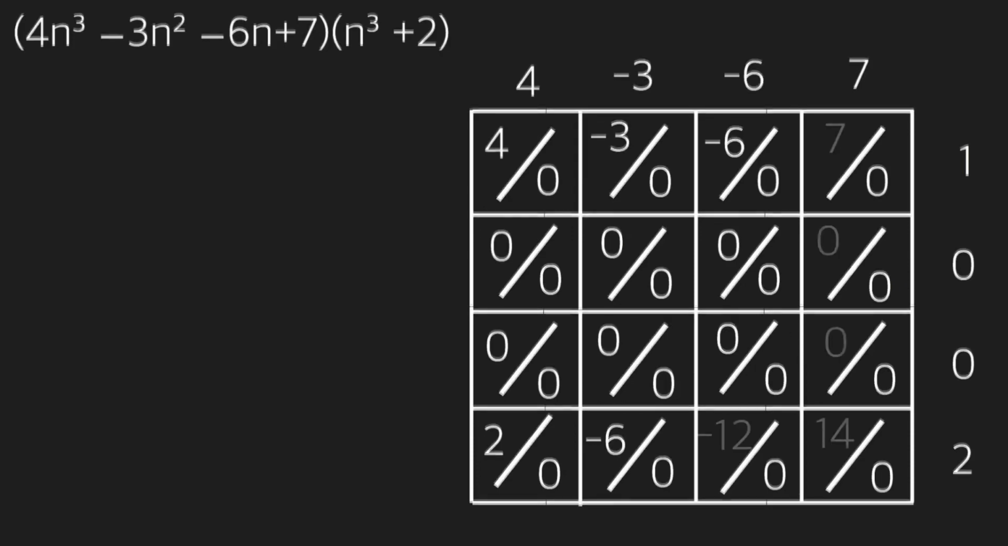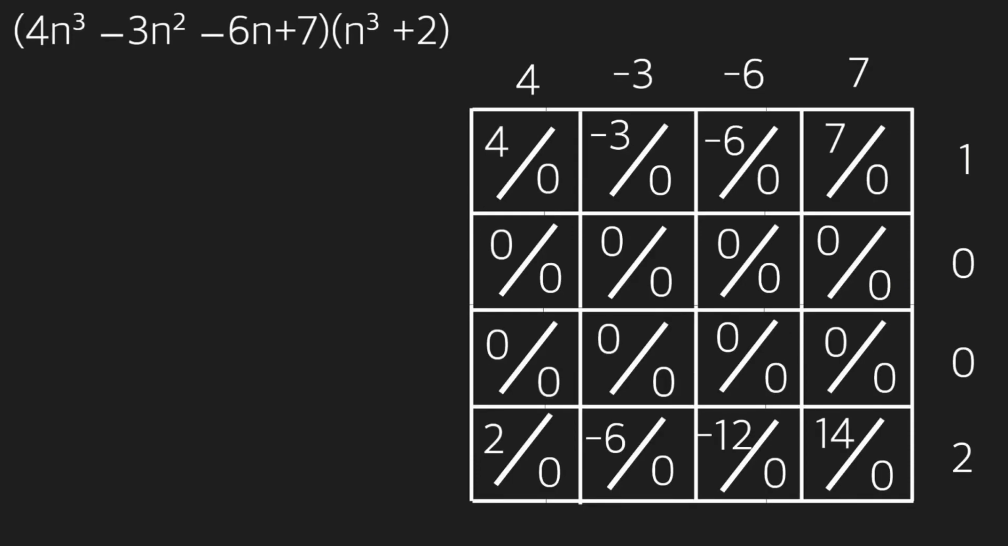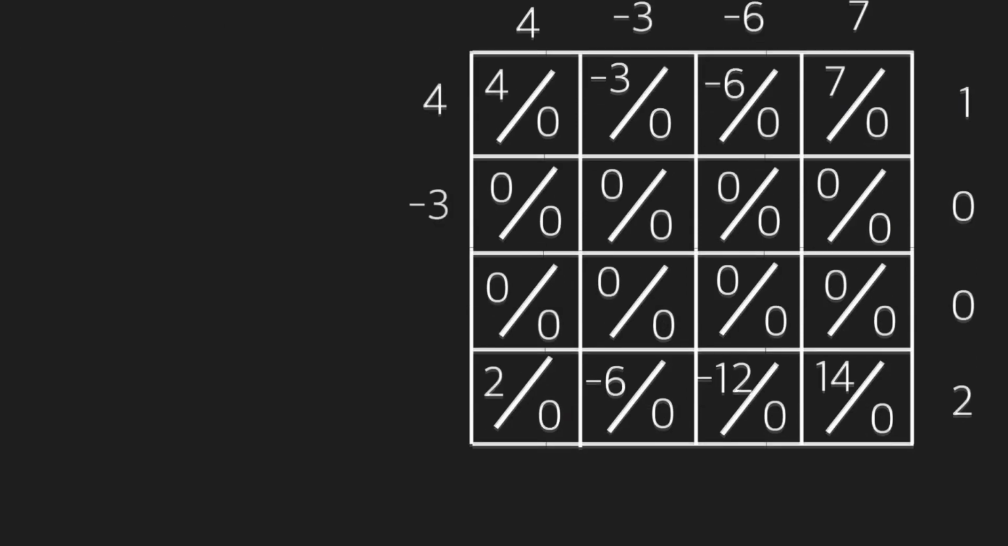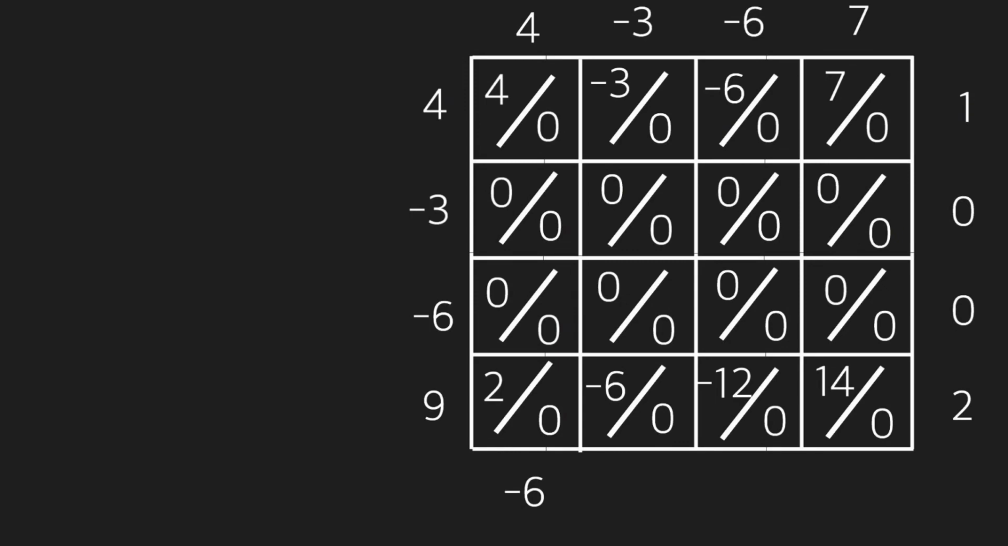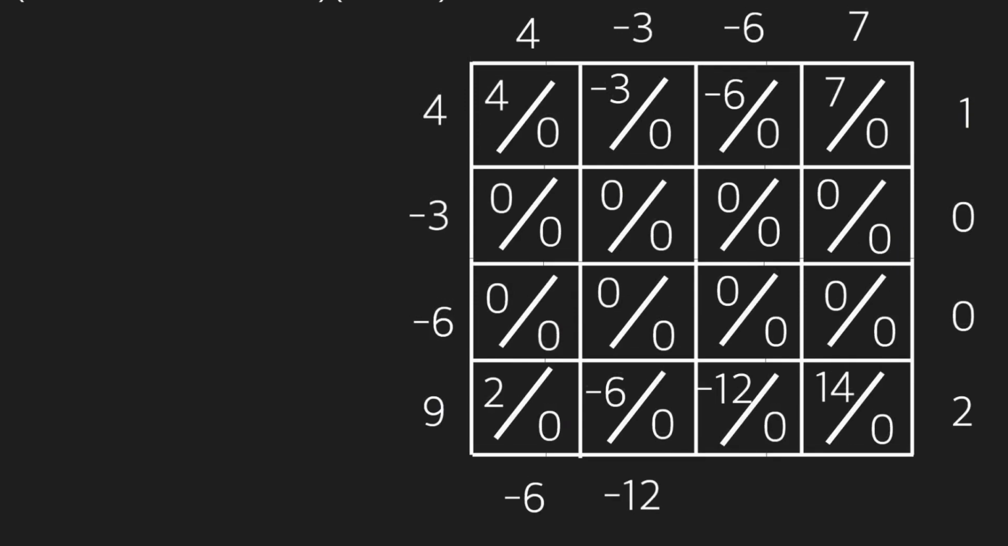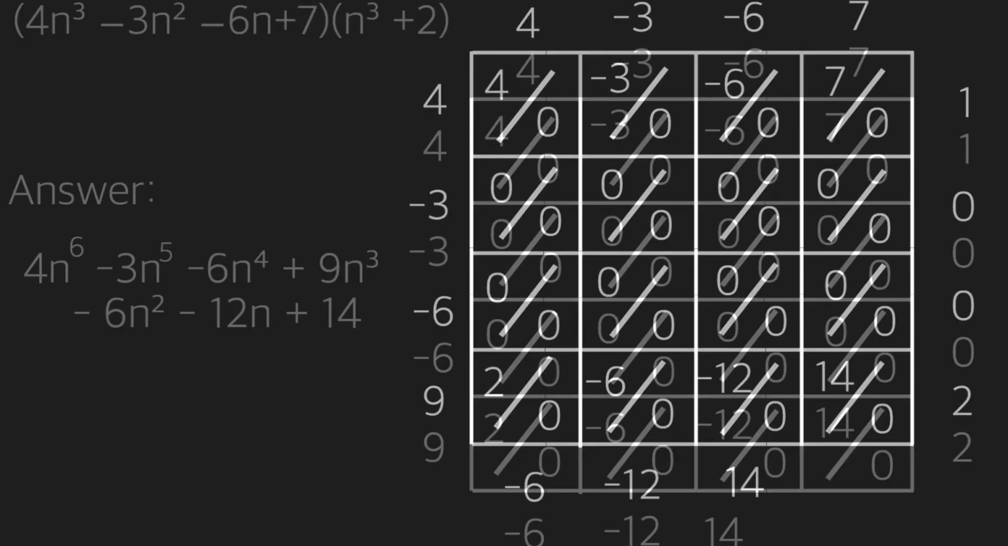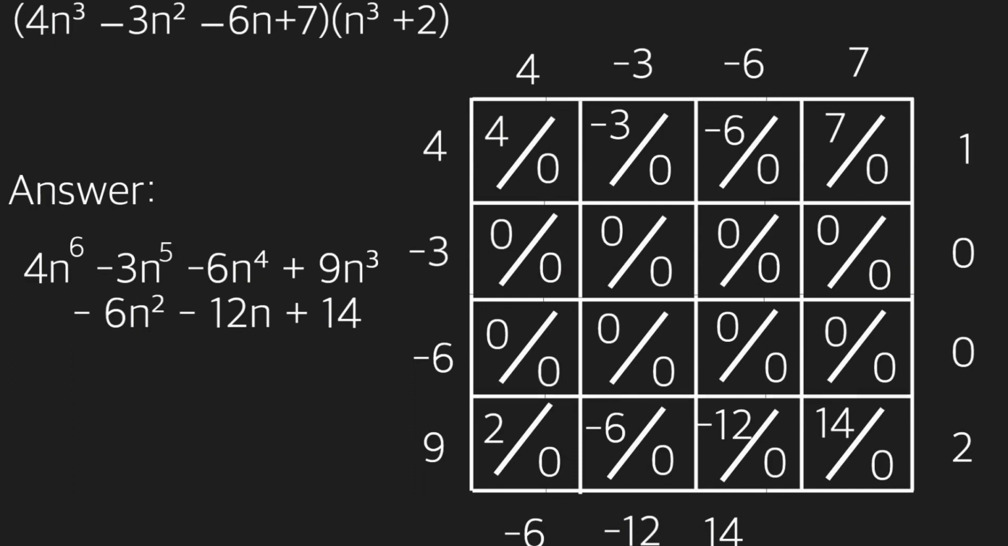Now, multiply each column entry with its corresponding row entry. Now, use the sums to get the coefficients for the polynomial. The final answer will be 4n to the 6th power minus 3n to the 5th power minus 6n to the 4th power plus 9n cubed minus 6n squared minus 12n plus 14.